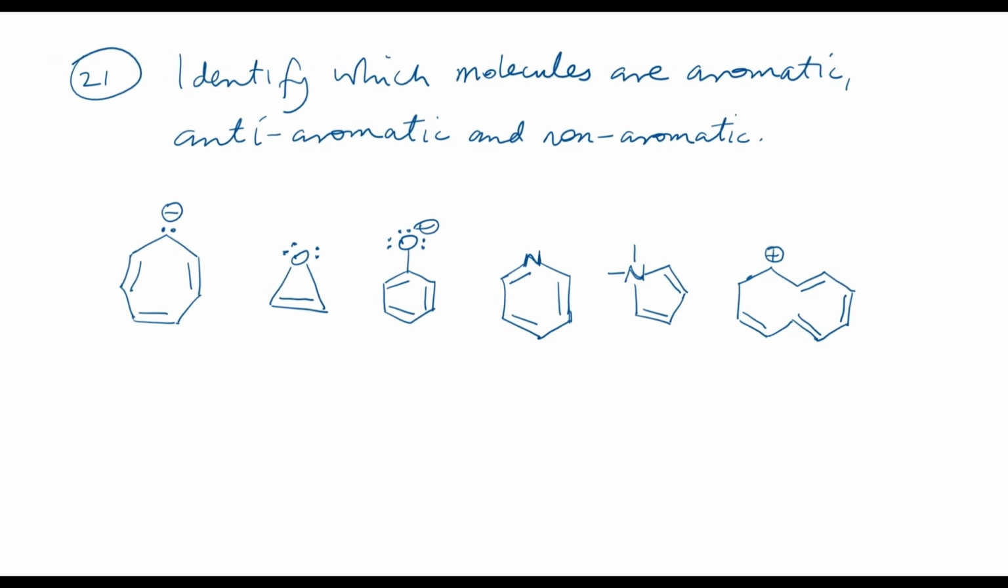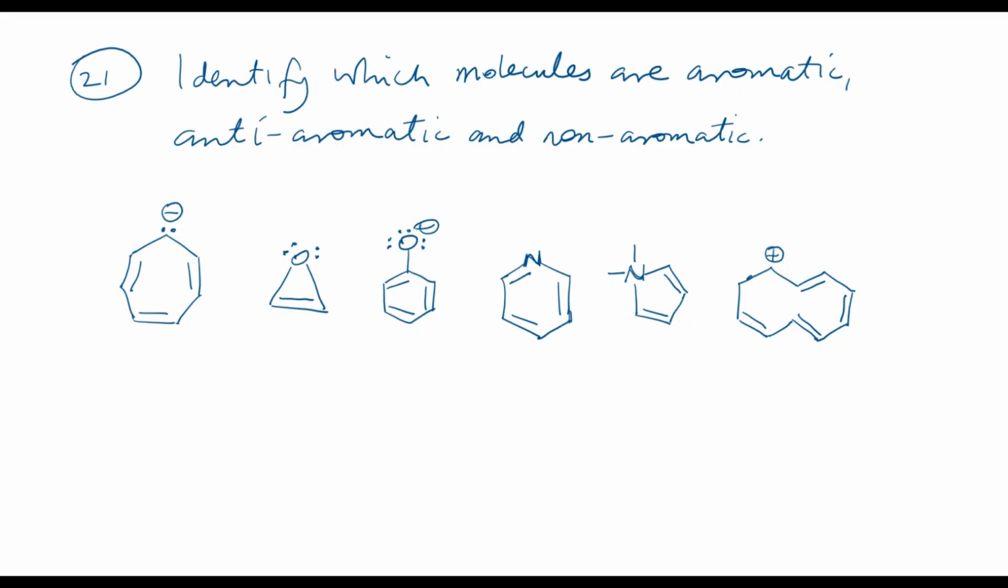The next question asks us to identify which molecules are aromatic, anti-aromatic, and non-aromatic. To solve this problem, recall the rules of aromaticity. One, there must be a ring in the molecule, and all the atoms in the ring must be sp or sp2 hybridized. Secondly, the molecule has to be flat. If a molecule doesn't satisfy these two conditions, then it is non-aromatic.